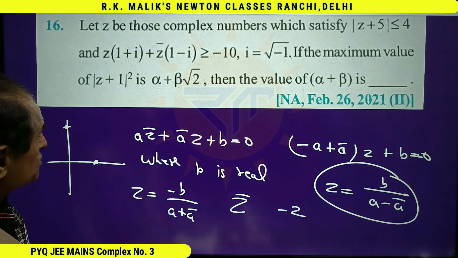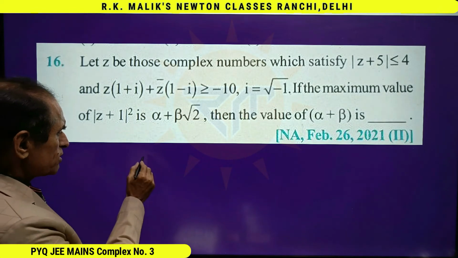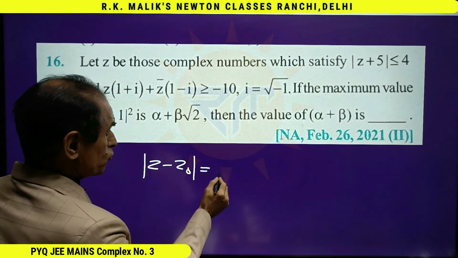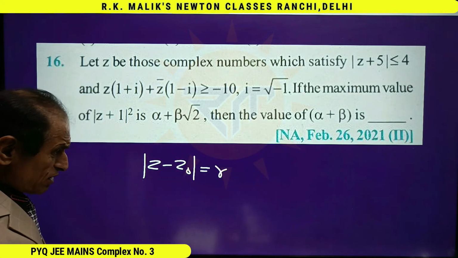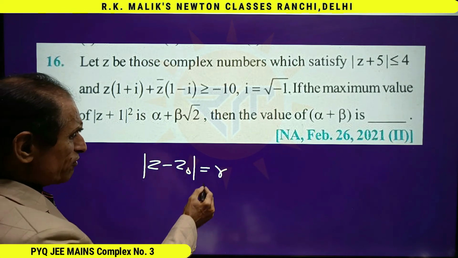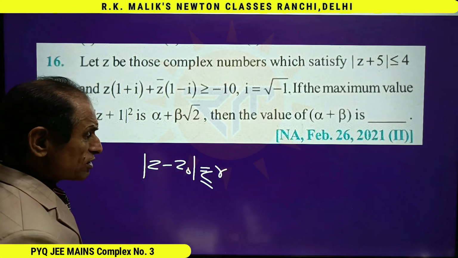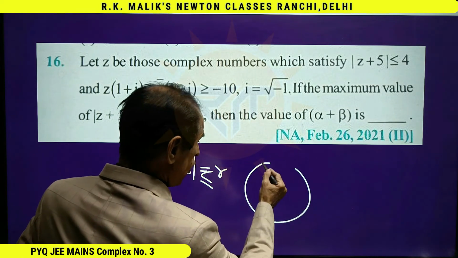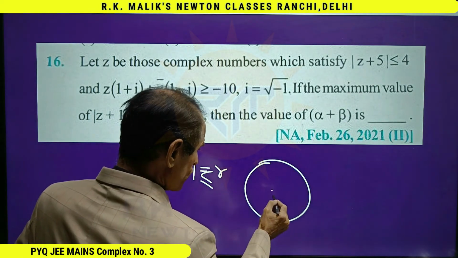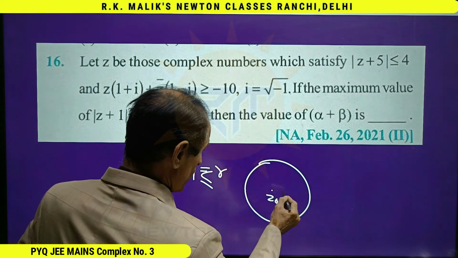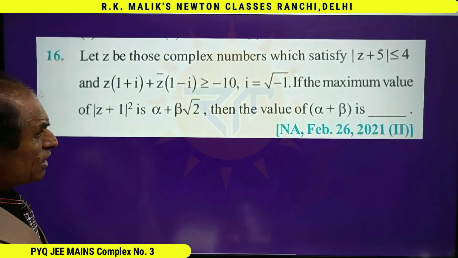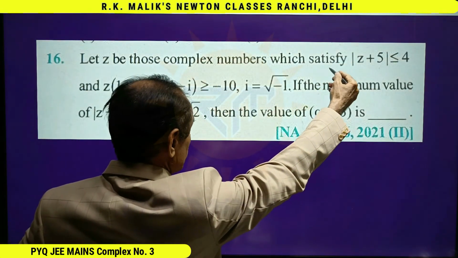You must know these steps. We also know that the equation mod of z minus z0 equal to r represents a circle with center z0 and radius r. And if it is less than or equal to r, then it represents all the points inside and also the boundary, with center z0 and radius r. All these things you must know. And now let us draw the diagram.